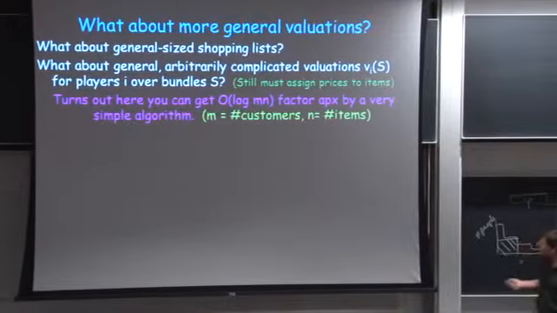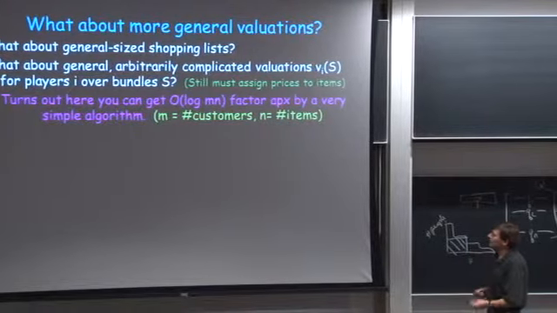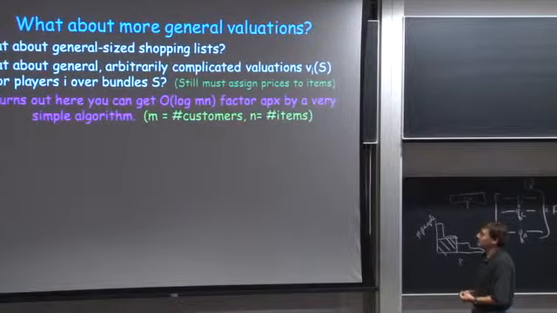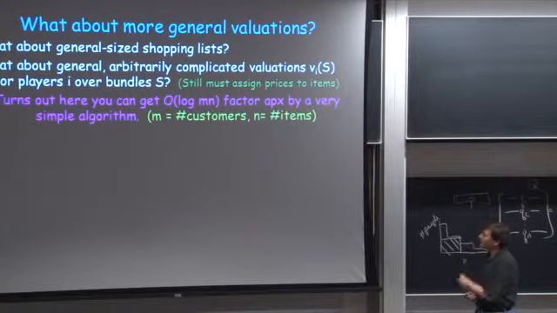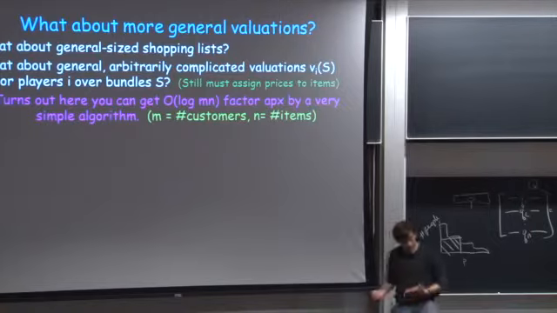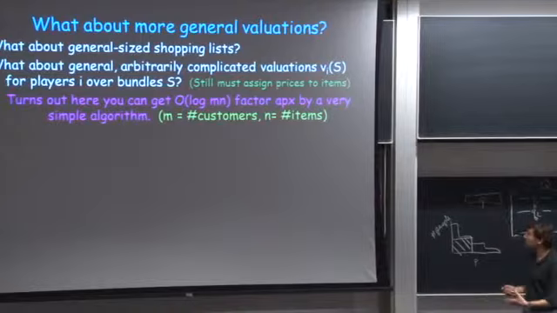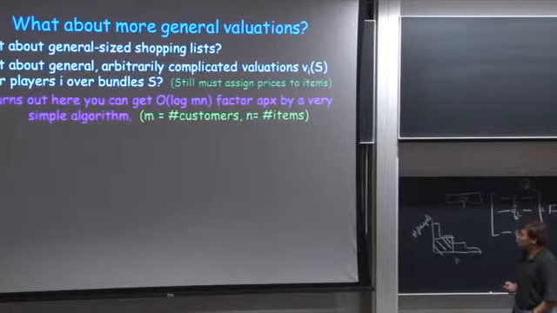So in some sense, we're not getting 90% of optimal, we're not even getting half of optimal. We're getting a log factor of optimal. But we're not making assumptions. It's people with arbitrarily complicated valuations, and we're not making any distributional assumptions about them. And the algorithm is going to be incredibly simple.